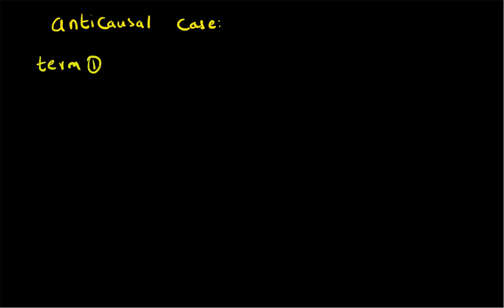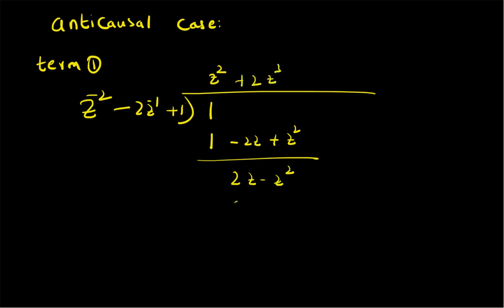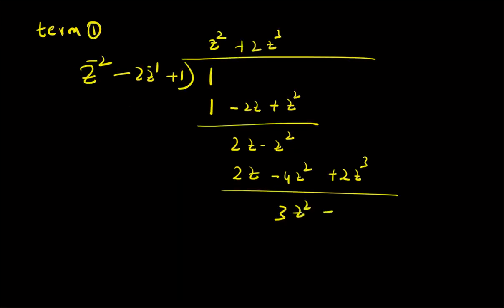So term 1, then the divisor will be z^-2 minus 2z^-1 plus 1. The numerator is 1. So the first term will be, we need to get a 1 from z^-2, so it should be z^2. So it is 1, and then minus 2z, and then plus z^2. So the difference is 2z minus z^2. So to get a 2z, we have to multiply with 2 times z^3. So 2z, and then minus 4z^2, and then plus 2z^3. Now the difference is 3z^2 minus 2z^3. So to get a 3z^2, we need plus 3z^4. So it is 3z^2, and then minus 2 into 3, minus 6z^3, and finally 3z^4.